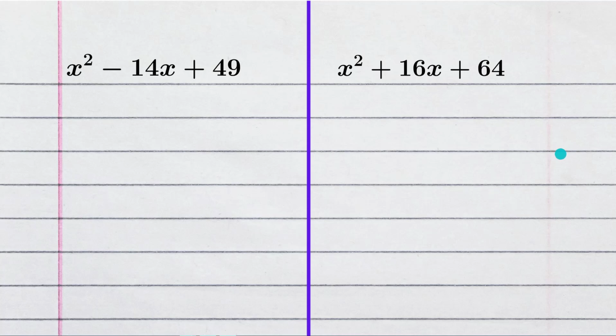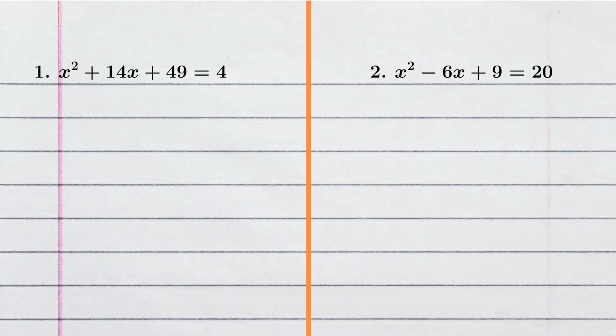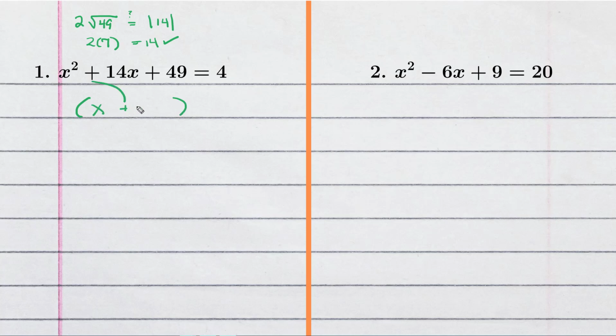So now, let's look at it whenever we actually have to solve something. And so we're going to do the same thing. We're going to look at our left-hand side. And is 2 times the square root of 49 equal to the absolute value of 14? And so 2 times 7 is 14. So that checks out. So that means I can factor it with that shortcut. So x, my middle sign, 14 divided by 2 is 7, squared is equal to 4.